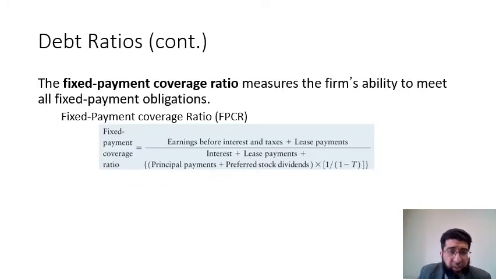Then comes the next ratio, which is the fixed payment coverage ratio. The ratio looks a little bit scary. However, it's not that much. You can see that the fixed payment coverage ratio measures the firm's ability to meet all fixed payment obligations. It's all about fixed payment obligations.